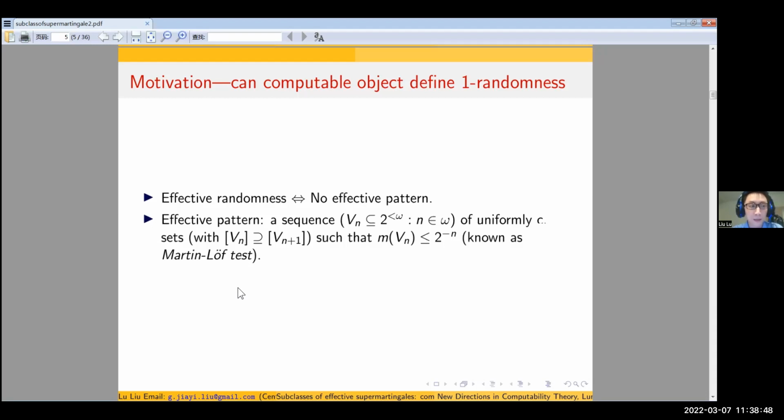We don't have a recognized definition for pattern, but we have a very good definition for effective pattern. So effective randomness should mean no effective pattern. The definition of this effective pattern is as follows: a sequence of CE sets, Vn, so that the open set given rise by Vn is a subset of that of Vn minus one. And moreover, the measure of these open sets converges to zero computably fast. And this is known as a Martin-Löf test.